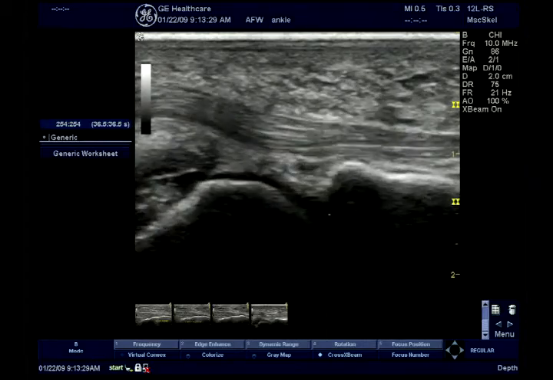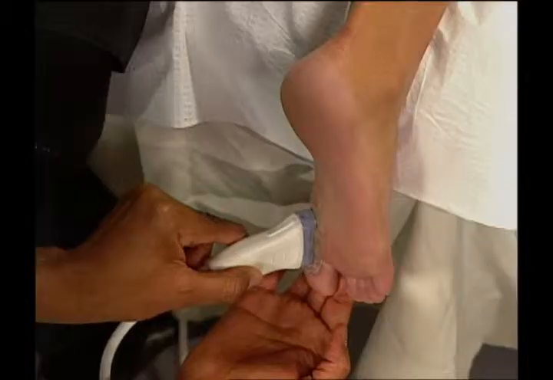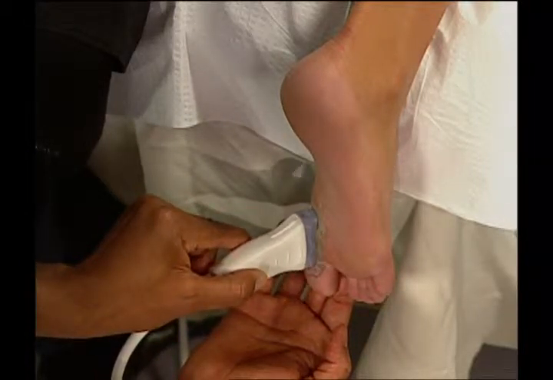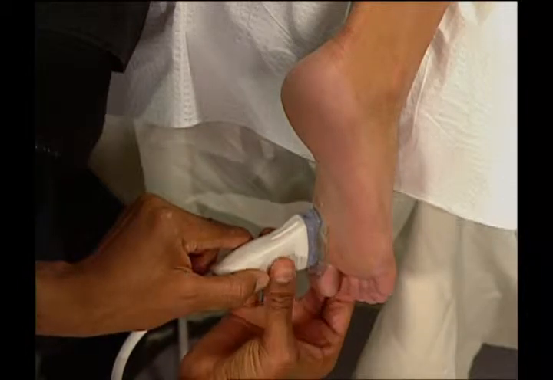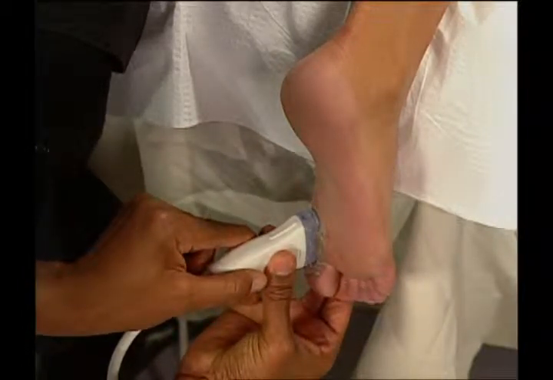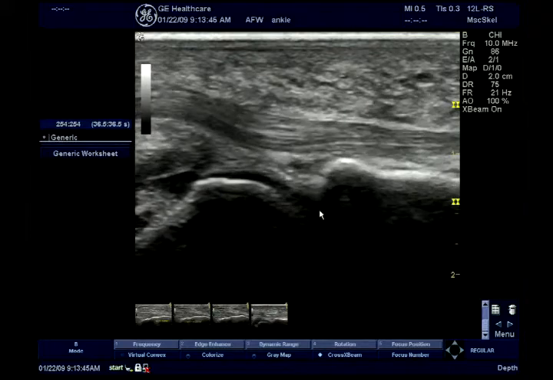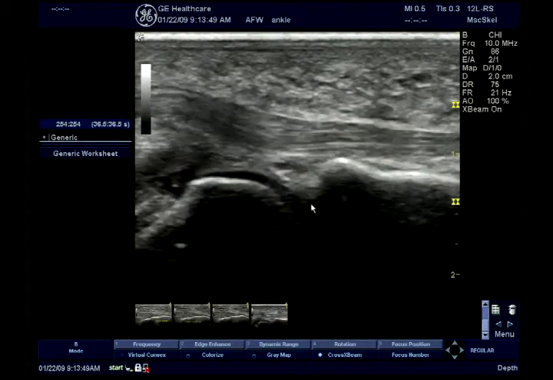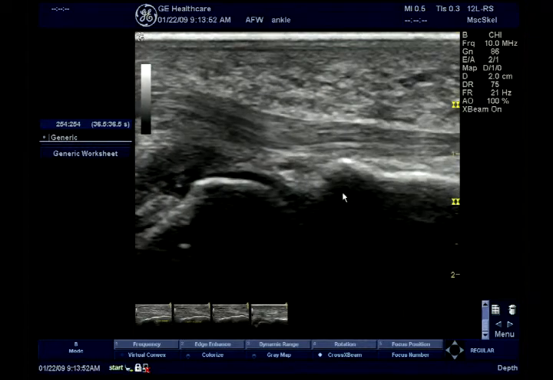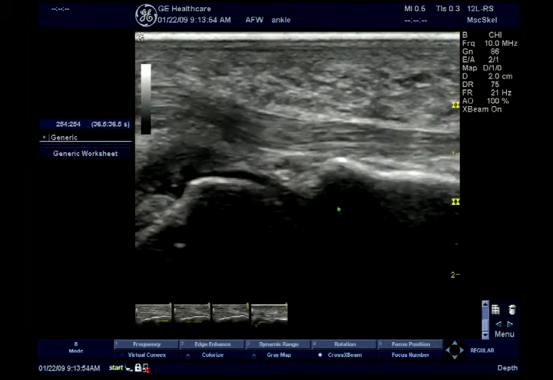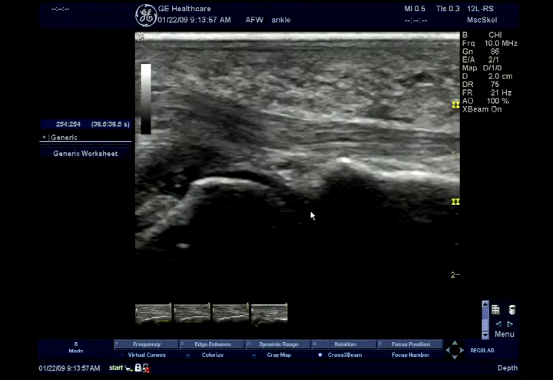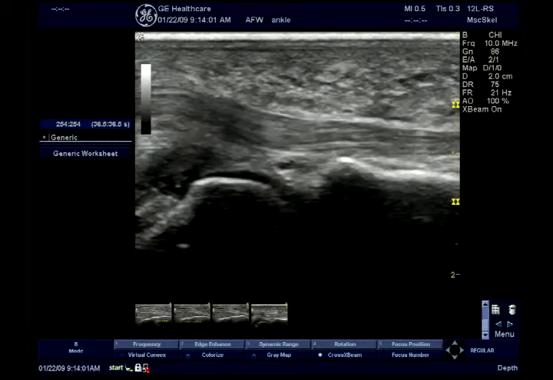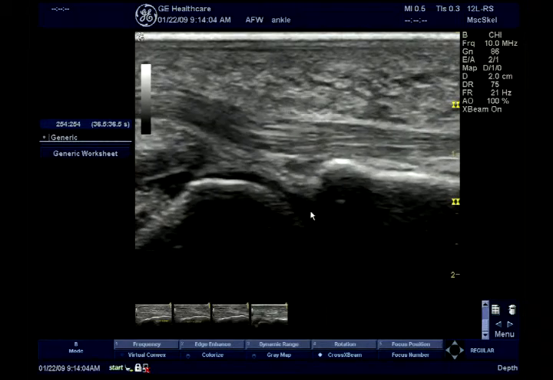To make sure we get the best image, I am putting some pressure, contacting the probe tightly to the skin so you can identify the margins of the bony surfaces there. A very nice image looking at the flexor hallucis longus tendon, the metatarsal head. Here's the phalanx, and in this region, begin to identify the nice articular structures that you see, particularly the cartilage that coats that joint, and hers is normal.